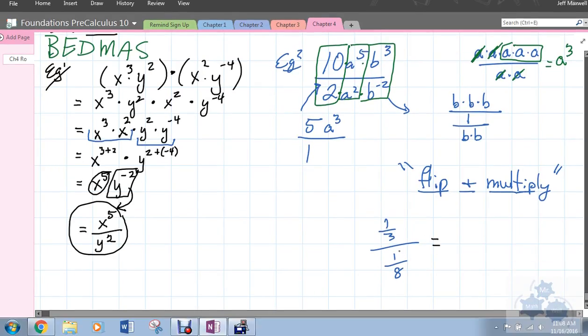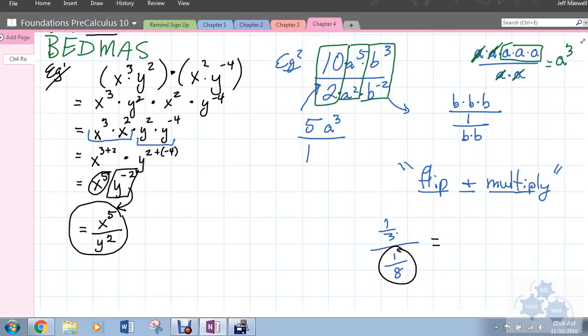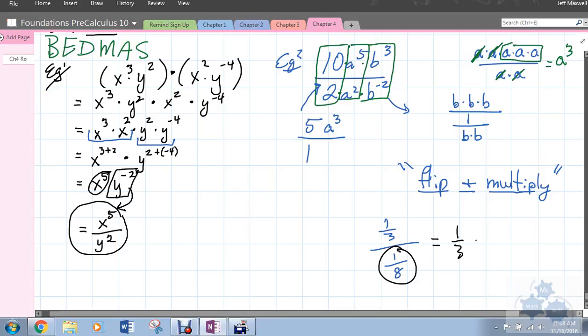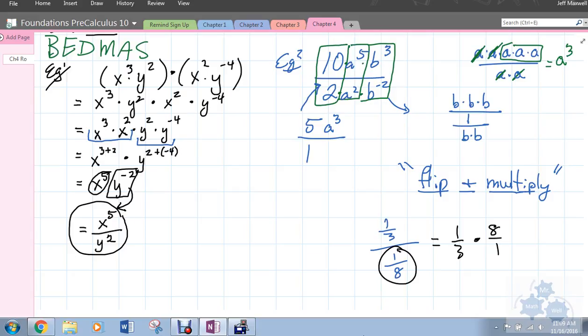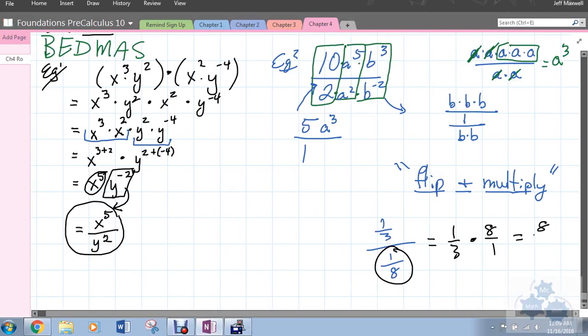You take this in the bottom and you flip it. That means you take the reciprocal and you multiply. So this becomes 1/3 times 8 over 1. Those are the exact same. Just the one on the bottom, yeah. So 1/3 divided by 1/8 is 8 over 3. You flip the one on the bottom and you multiply it by what's on top.